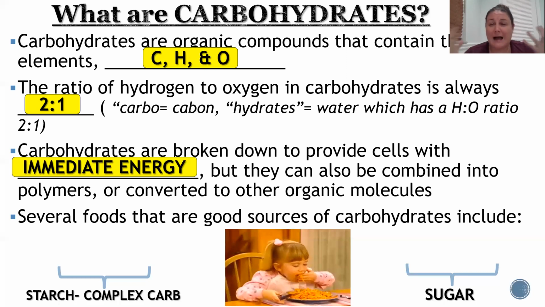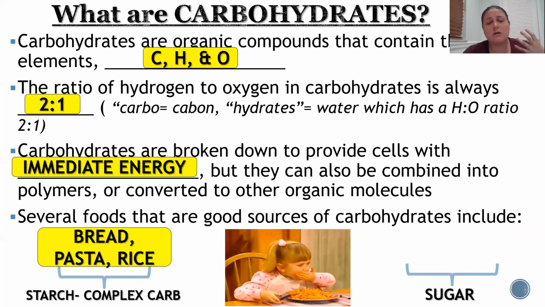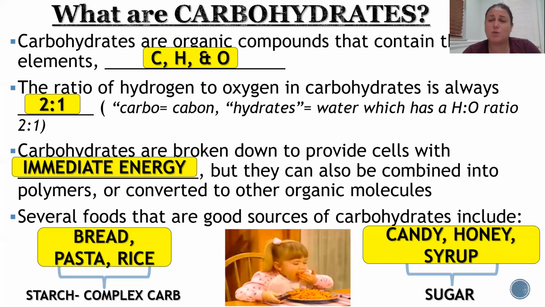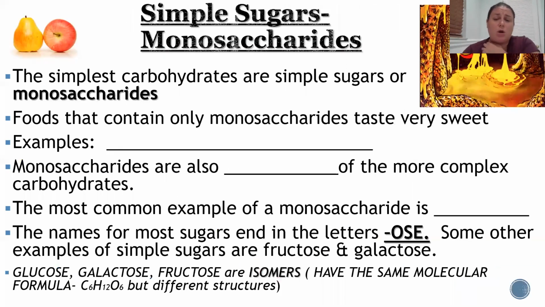And there's different kinds of carbohydrates. There's starchy carbohydrates that you're probably familiar with, things like bread, pasta, and rice. But then there's also sweet tasting carbohydrates like candy and honey and syrup. So we're going to start with the simplest kind of sugar, a monosaccharide.